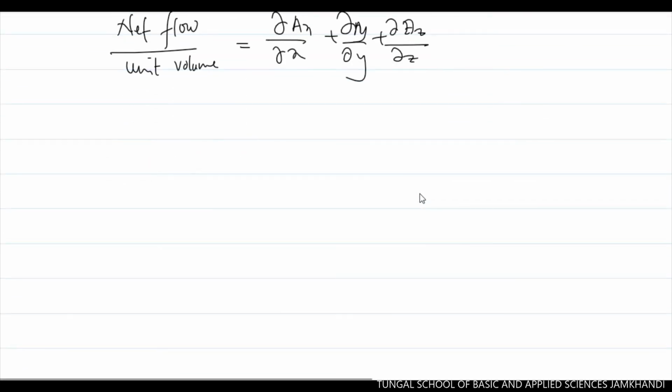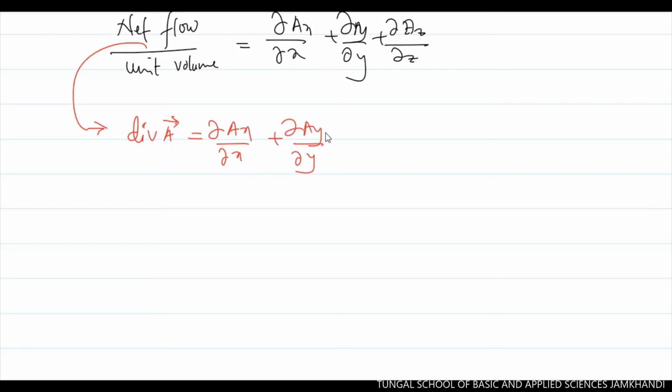So as we already know, the net flow per unit volume is nothing but the divergence of a vector A. We already know this. Divergence of a vector A is nothing but dou Ax divided by dou x plus dou Ay divided by dou y, similarly, dou Az divided by dou z. Now I can write this total equation in terms of the del operator, that is nothing but del dot A. That is nothing but the divergence of a vector A, right?